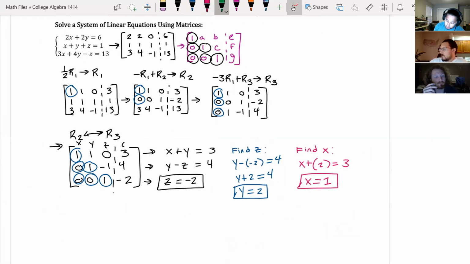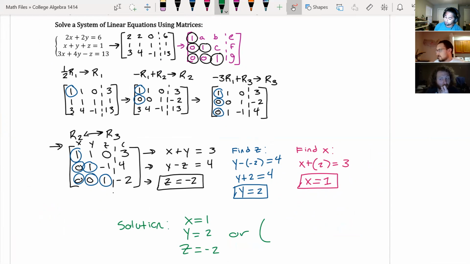Okay. And our solution, I don't know if your MyMathLab is going to make you write them out as x equals 1, y equals 2, and z equals -2, or it may make you write it as a point. 1, 2, -2.